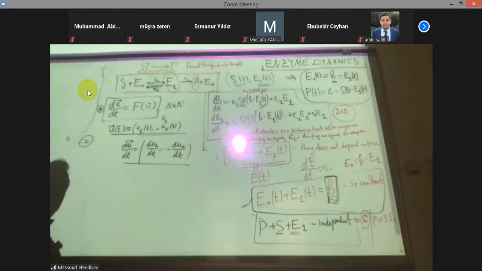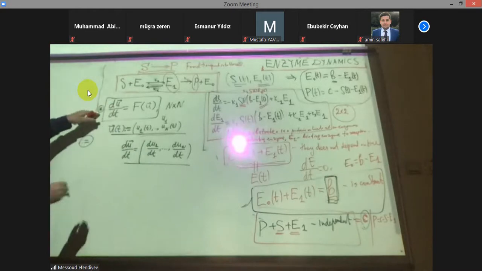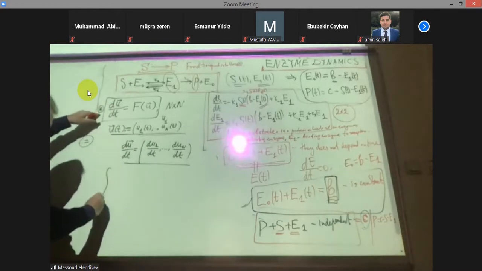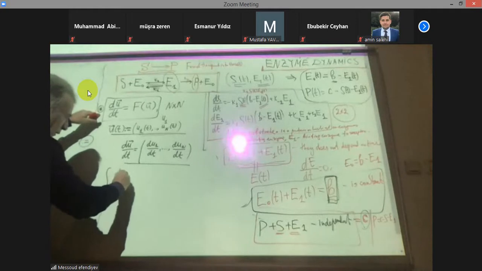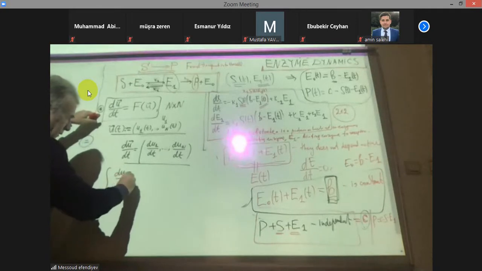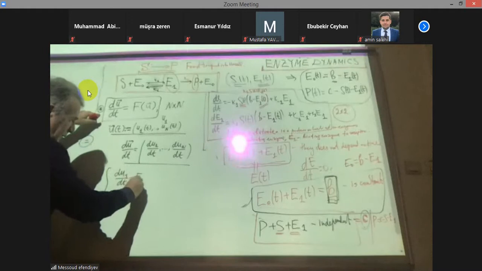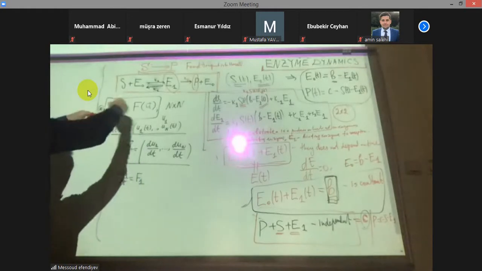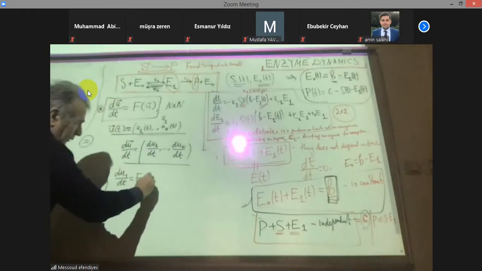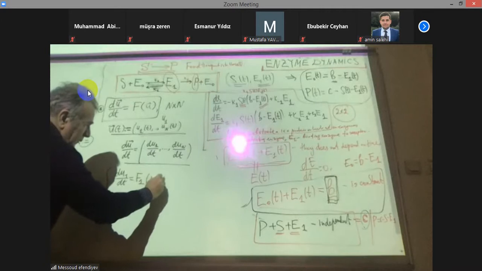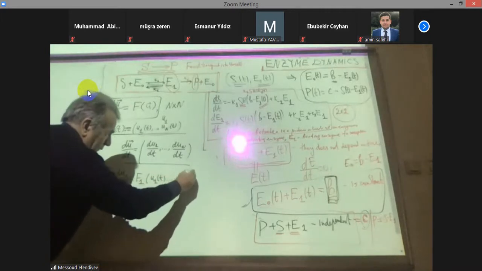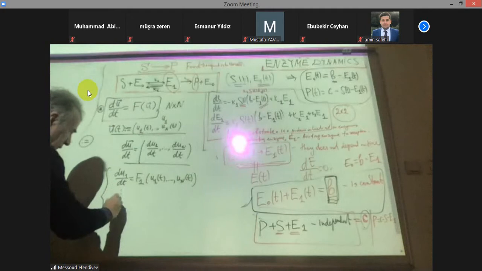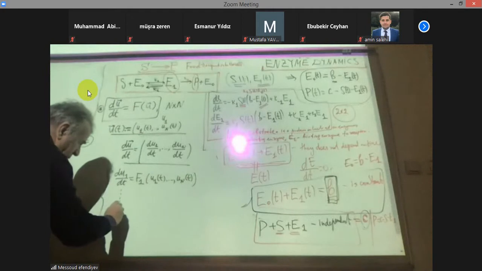And then the equation star in component-wise form can be written this way: du1/dt is equal to f1. So this notation means the following: u1 of t, un of t, dun/dt.